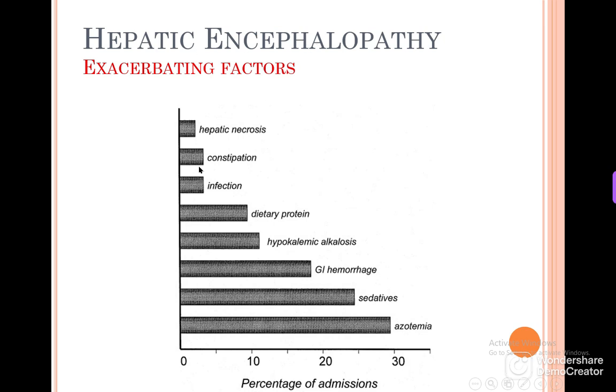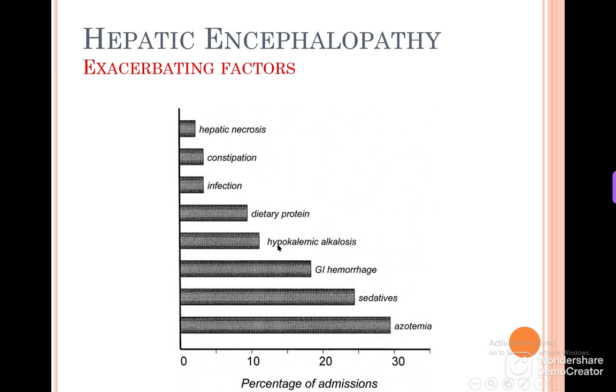Hepatic necrosis. Constipation is the first thing for this because a lot of nitrogen substances are released and absorbed. Infection again will go for the production of protein, dietary protein. He is taking dietary protein in a quantity that is not allotted, rationing is not there, then it will definitely be harmful to the patient.